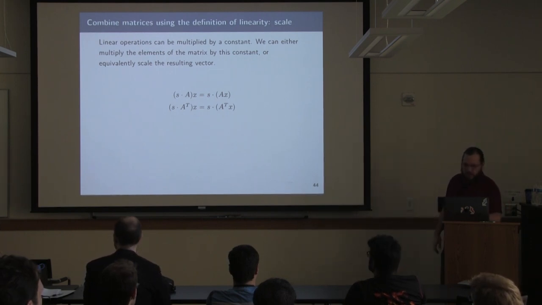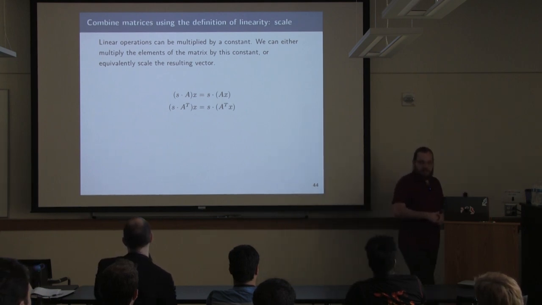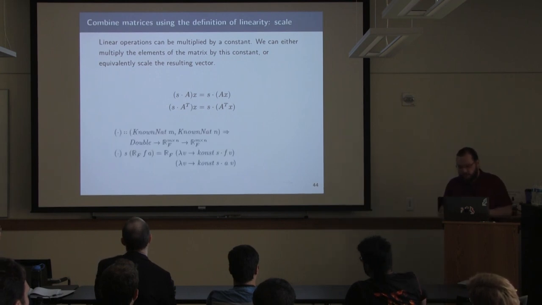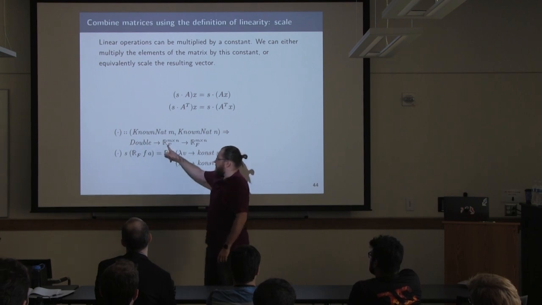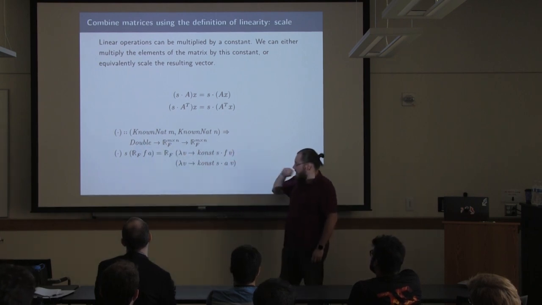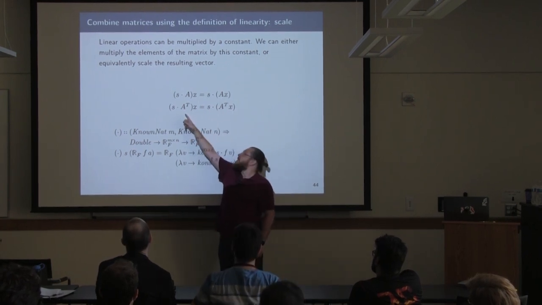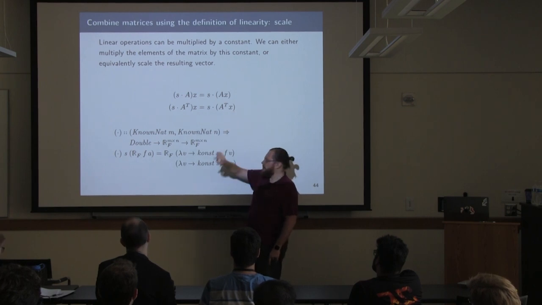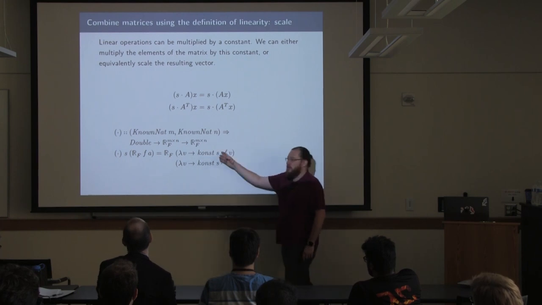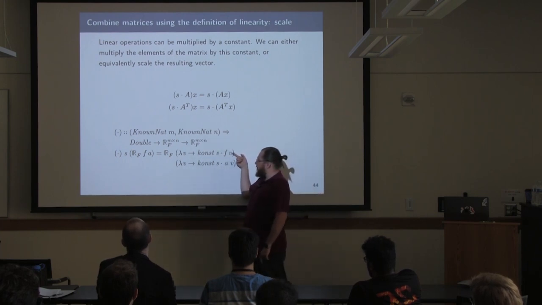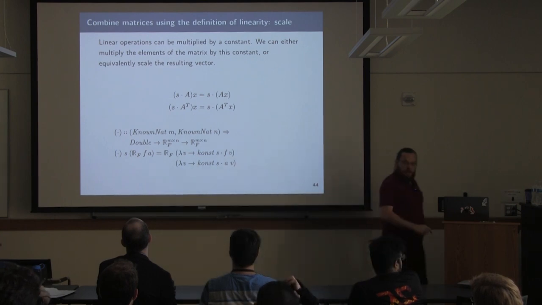So matrices have two properties. We can multiply by them because they're linear functions, which means we can scale them. How do we do that? We take a double and our matrix-free linear operator. Instead of multiplying the matrix, we multiply the output of the result, right? So here we take our previous matrix-free function and make a new one that calculates the vector and then multiplies it by that constant. And then similarly for the adjoint.